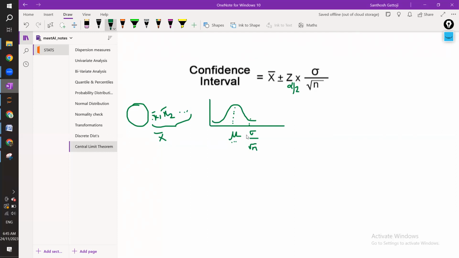Now here, if this is a distribution and you want to capture this mu, so what are these values, guys?